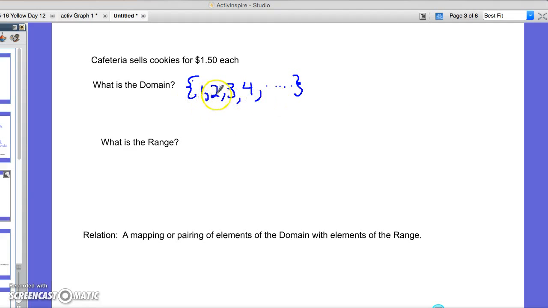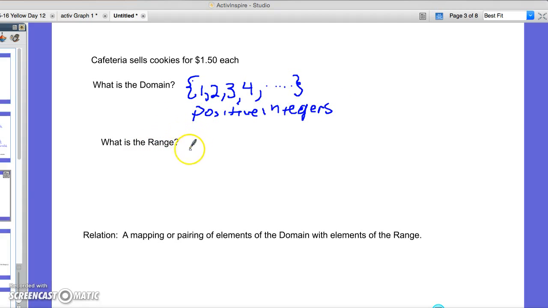All right, now the cafeteria is not going to sell us 1/4 of a cookie. So as our domain, we can only have positive integers. We cannot have negatives. They're not going to sell us negative cookies. We can't have fractions or decimals.